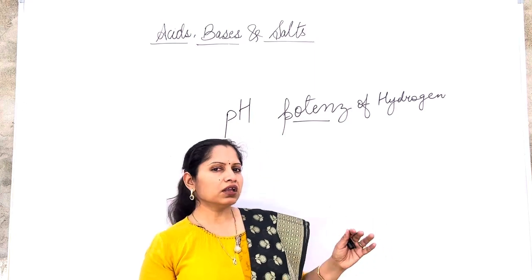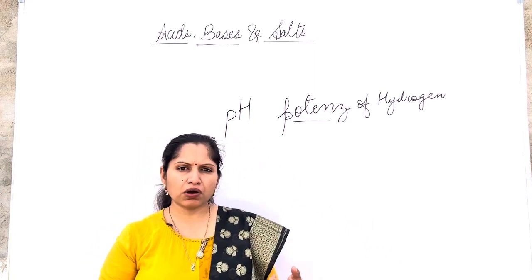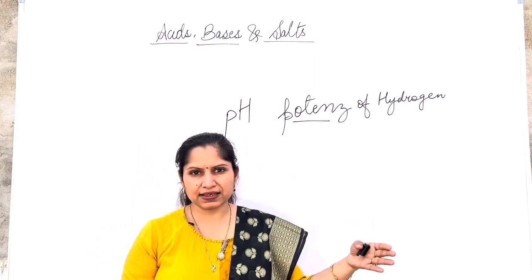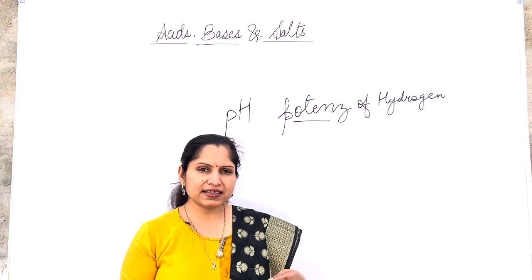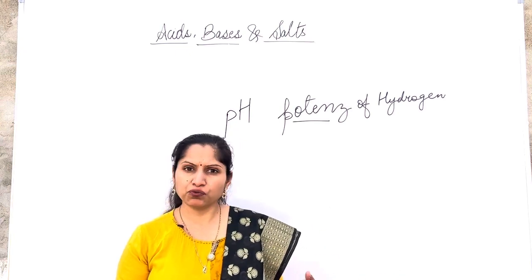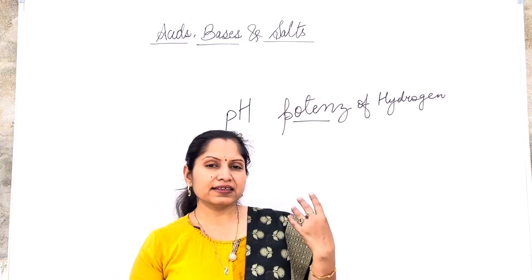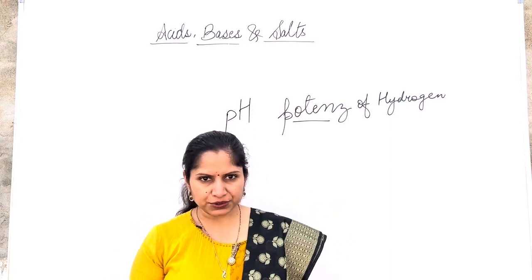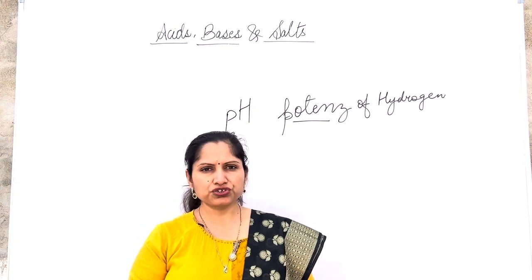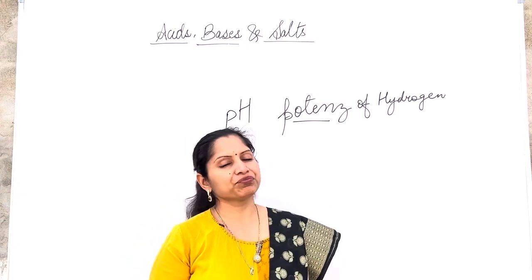The normal pH of the mouth should not be less than 5.5. If it is less than 5.5, suppose it's 4, then it's too acidic for our mouth and it starts damaging your teeth. So the normal pH of the mouth should not be less than 5.5.